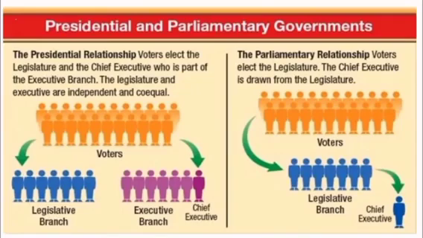Now, let's see about presidential and parliamentary governments. The presidential relationship: voters elect the legislature and the chief executive, who is part of the executive branch. The legislature and executive are independent and co-equal. Then we have the parliamentary relationship. Here, voters elect the legislature. The chief executive is drawn from the legislature.